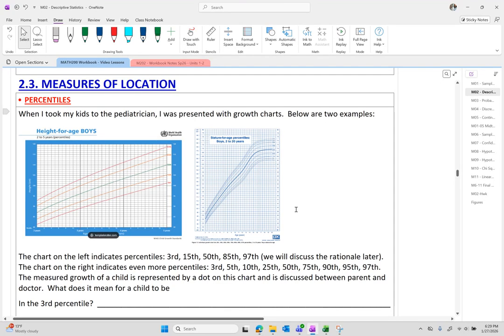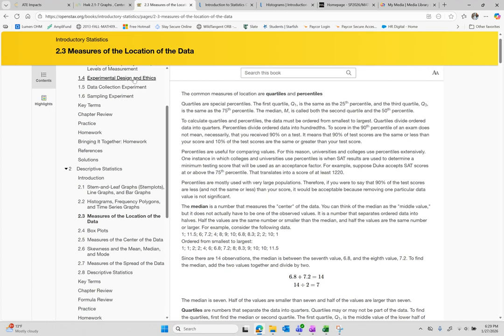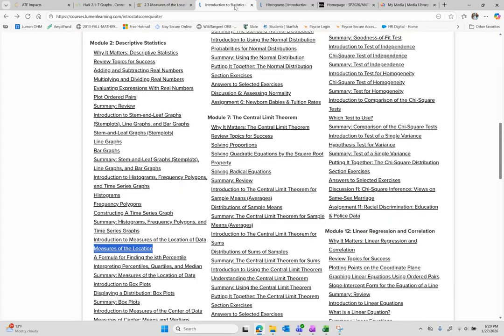We will now view the notion of percentiles, which are measures of location of data when they are arranged in order. This is section 2.3 in the OpenStax Introductory Statistics, also section 2.3, measures of the location of the data. In the Lumen Intro to Stats with Corequisite, it is Module 2, Measures of Location. Again, we are working examples from the book, so you can view this video as you read the book, or you can just view the video by itself.